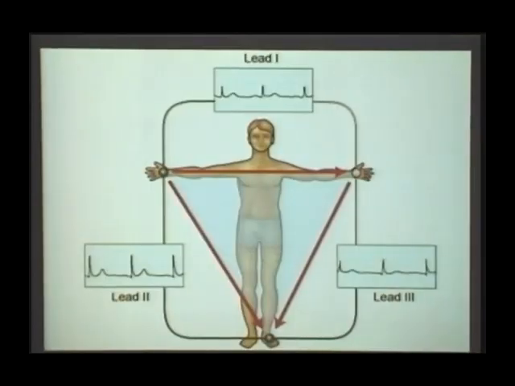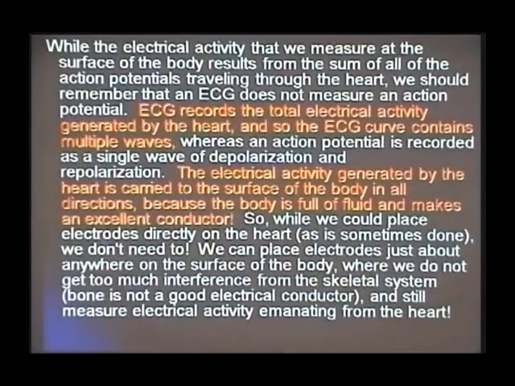The lead is an imaginary line. A lead is not a physical object. It is an imaginary line by which you understand that the electrical activity is traveling in a certain way. You imagine that in lead 1 the electricity travels from this area to this area, in lead 2 it travels like this, and in lead 3 like this. So a lead is an imaginary line through which you understand the electricity is traveling.